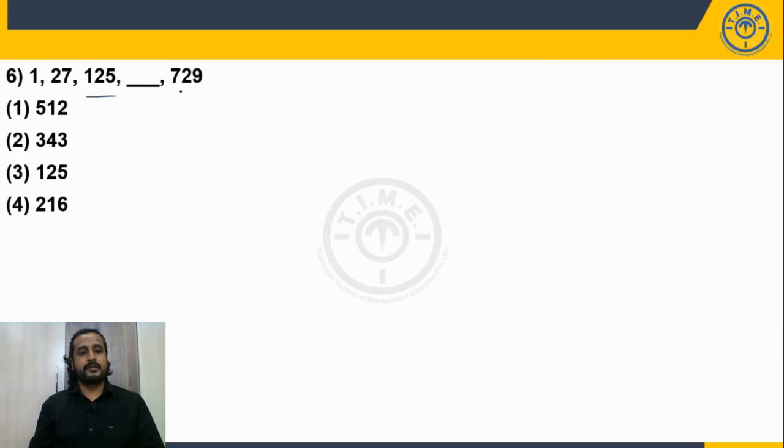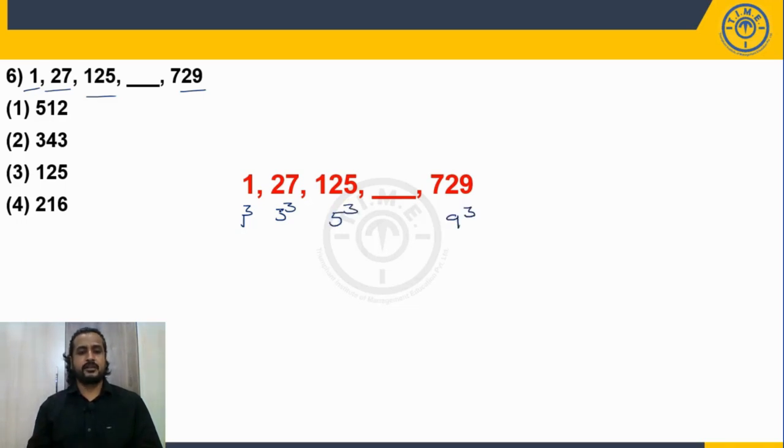1, 27, 125, blank, 729. Okay. Now look at here. Try to recognize these numbers. 1 is 1 cube. 27 is 3 cube. 125 is 5 cube. 729 is 9 cube. Just now we discussed 1, 3, 5, 9. And the numbers are cubes. 1 cube, 3 cube, 5 cube, and blank, 9 cube.